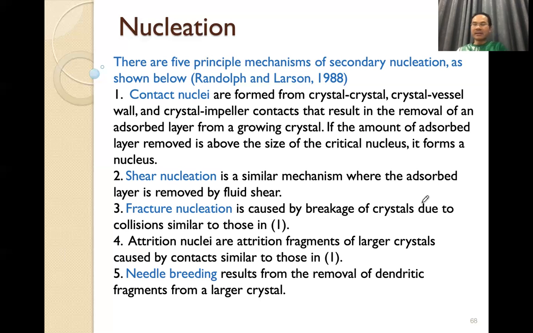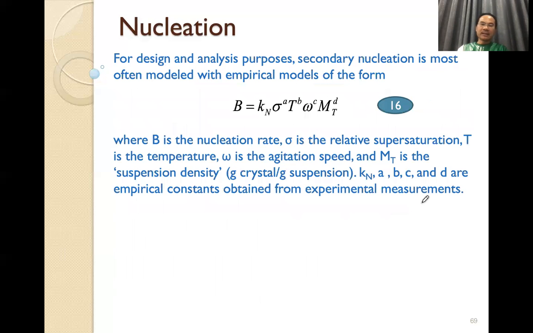Needle breeding results from the removal of dendritic fragments from a larger crystal, because some crystals are not cubic, not spherical. They may have some branches, some dendrites. In this case, there is contact between the crystal and the vessel wall, or the crystal and the impeller, and the dendritic fragment breaks off from the large crystal. This is the 5 mechanisms of secondary nucleation.